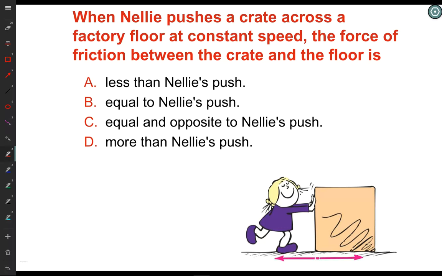What if she was increasing her speed? What if she's going faster and faster and faster? What would that tell you about the force of friction? We haven't gotten to this one yet. This is going on what you did previously. There's less opposite push than she pushed. If you're speeding up, there's less opposite push. And if you're slowing down, the friction is greater than her push.